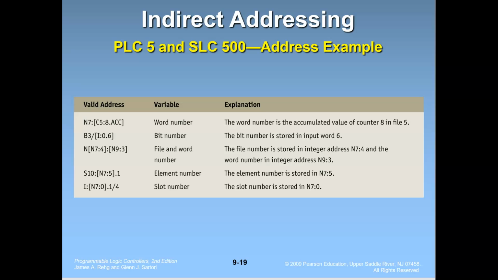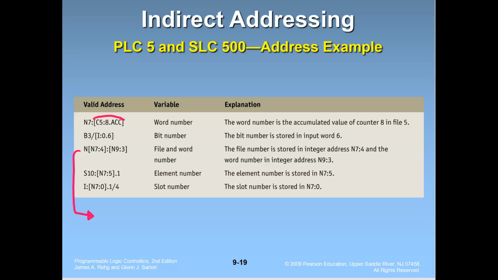The first one is referring to an integer file. But which element? In order to find the element, you have to look at the accumulator value of counter 8, and then the data that you have for the accumulator value of counter 8 will come in front of N7 colon, and then you can find your address in the integer file. Or another example is this one.